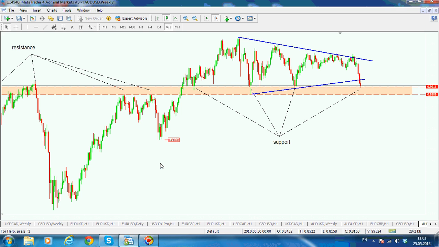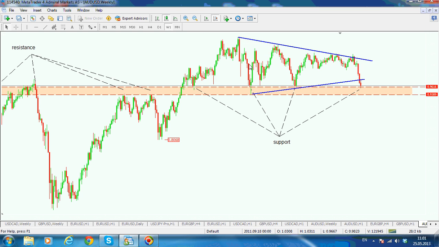However, I have my doubts. Why? First of all, because of this highlighted area here. In order to move to the downside, you need to clear this area. So until this area is cleared, I'm not going to look at the short side.